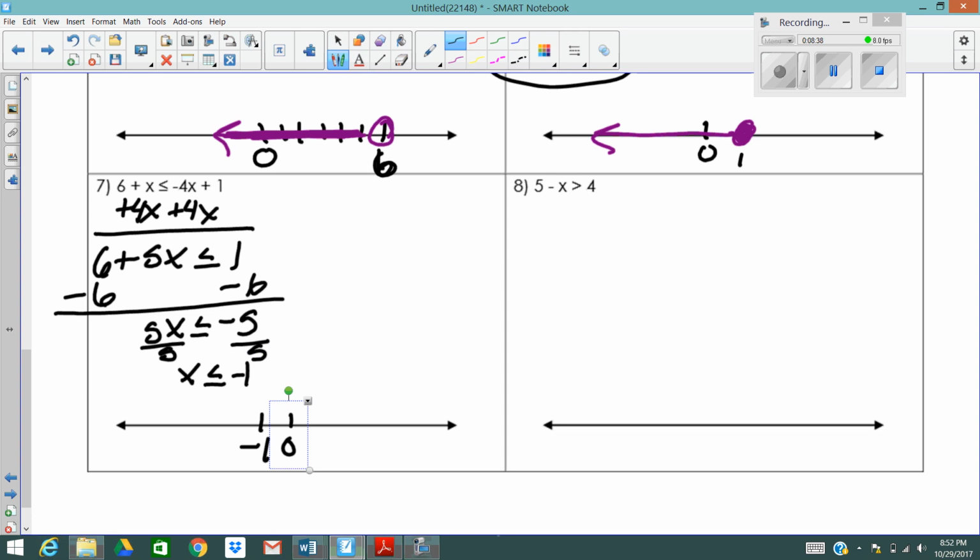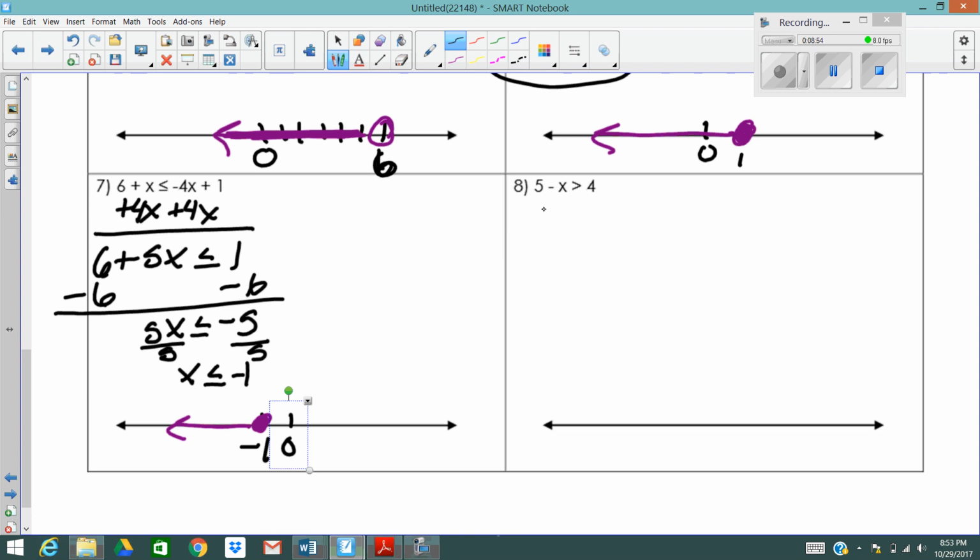So graph negative 1, filled in circle because x is less than or equal to negative 1, and my arrow points to the left because it's everything less than or equal to negative 1.